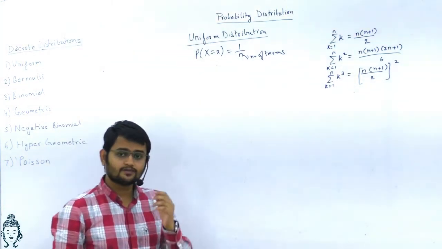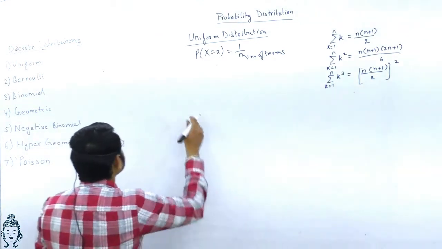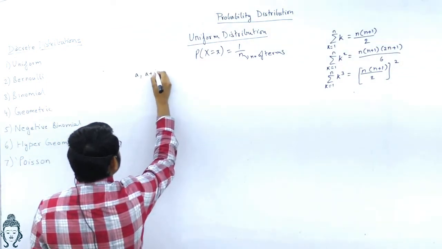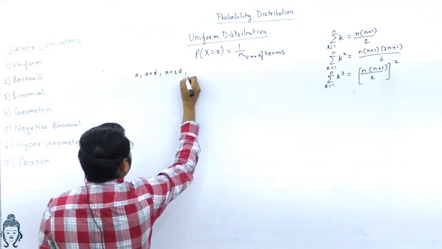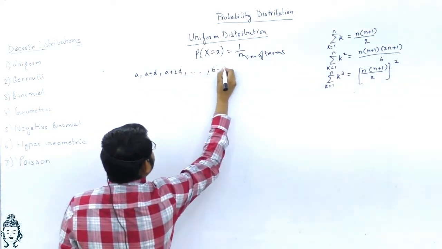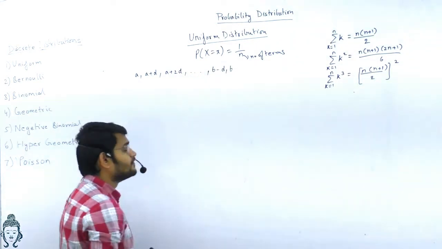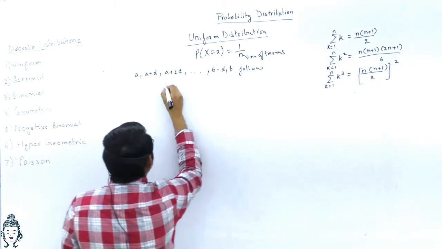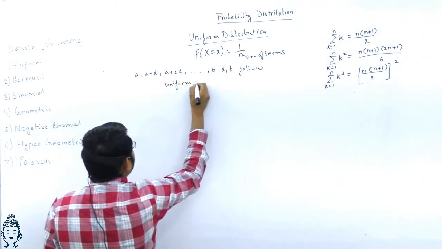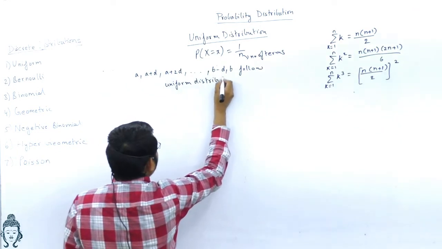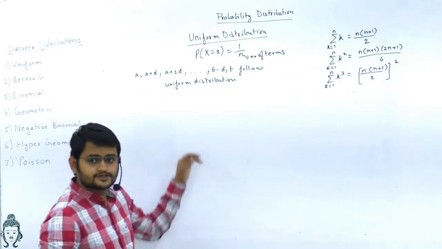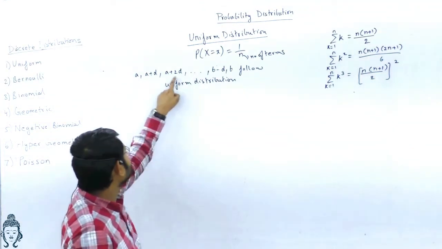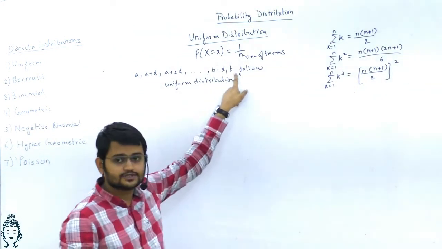Now let's take another example for the values of uniform distribution. Here we are going to assume that A, A plus D, A plus 2D, and so on till let's say B minus D and B are following uniform distribution. This particular series is nothing but an arithmetic progression, where our first term is A, the difference between the terms is D, and the last term is B.